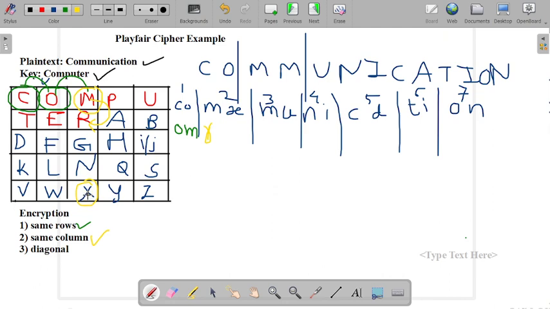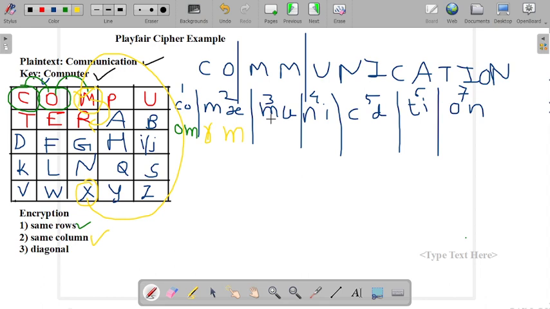character from the letter below the X. But here, there is no character below the X. That's why we are taking the character from the first one, that is M. Now for M and X, we are writing the ciphertext as R and M.